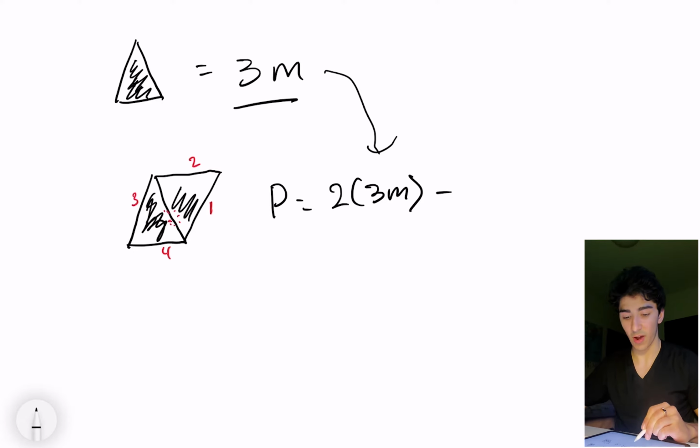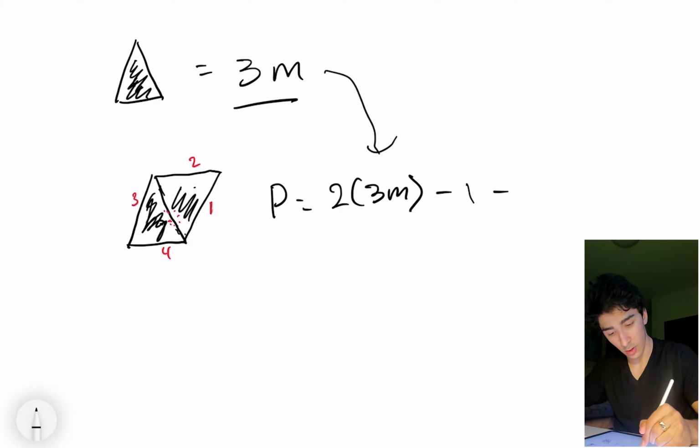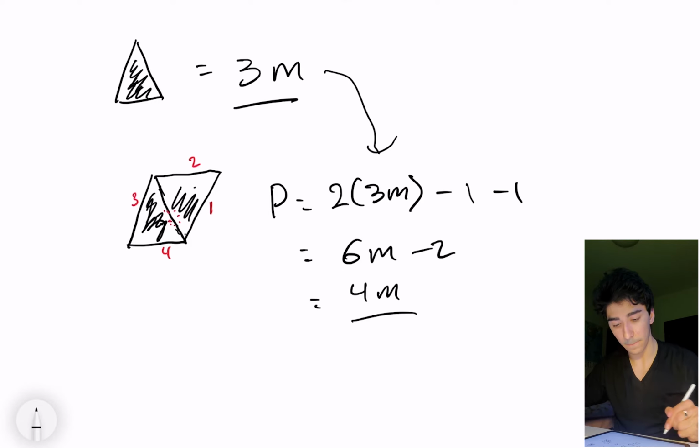However, we'll be subtracting 1 because the first triangle has one of its sides that does not need to be covered. And the second triangle, once again, one of its sides does not need to be covered. So we get 6 meters minus 2, which gives us 4 meters. As we can see, we have 4 sides covered, so that's correct.